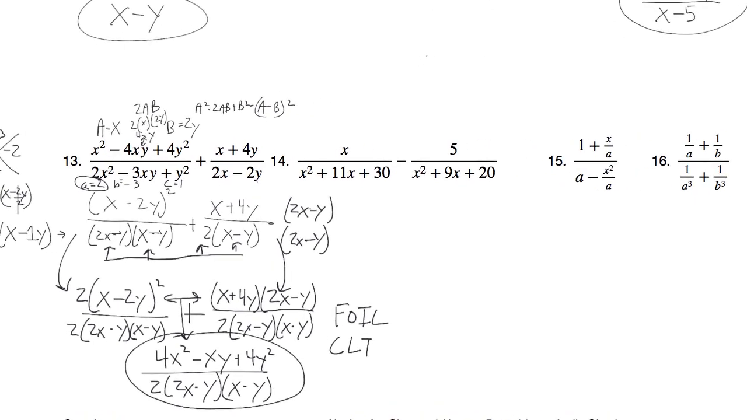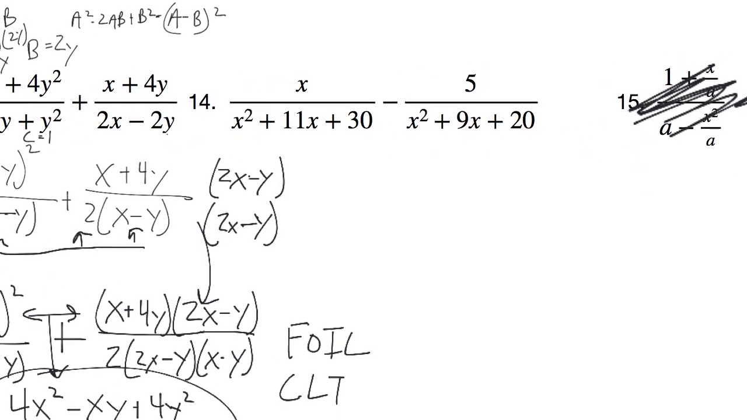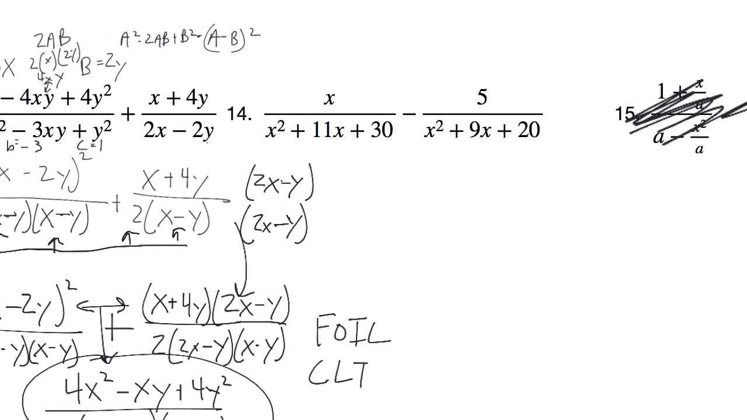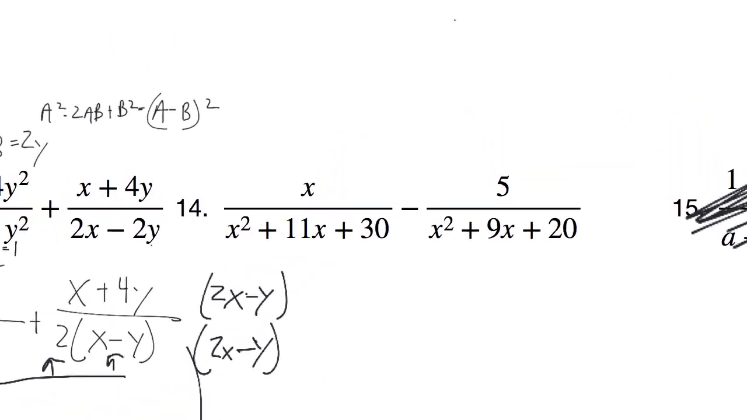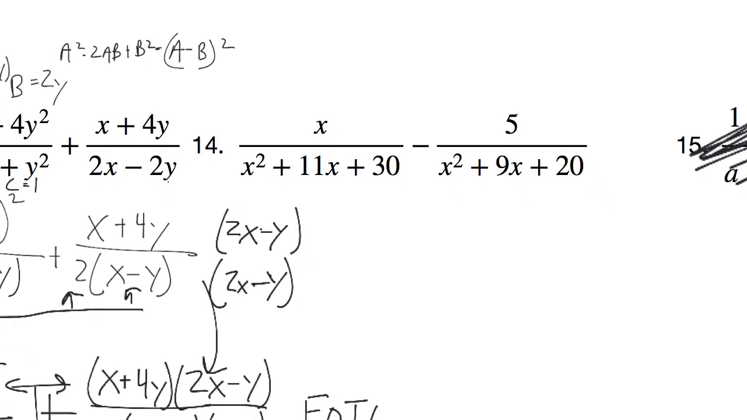And you know what? I'm not going to say that we need to do 15 and 16 because this video is just getting too long already. So here's what I'm going to do with number 14. We're going to do most of it, and then I'll ask you to finish it. Factoring this denominator, the first denominator has a factor x of 11 and 30. So that'd be 6 and 5. 6 times 5 is 30, 6 plus 5 is 11.